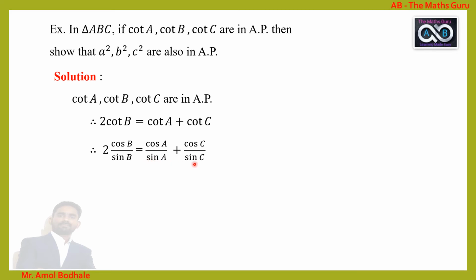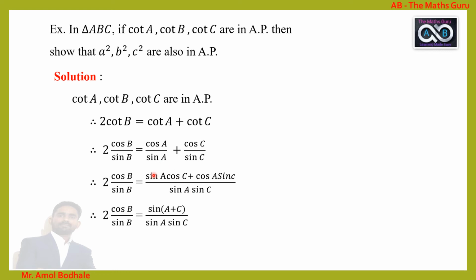Here in the RHS we will take the cross product. So we will get 2 times cos B upon sin B is equal to the cross product, sin A into cos C, which is here, and cos A into sin C, which is here, upon sin A into sin C. Now here the numerator, sin A cos C plus cos A sin C, is exactly the expansion of sin of A plus C.